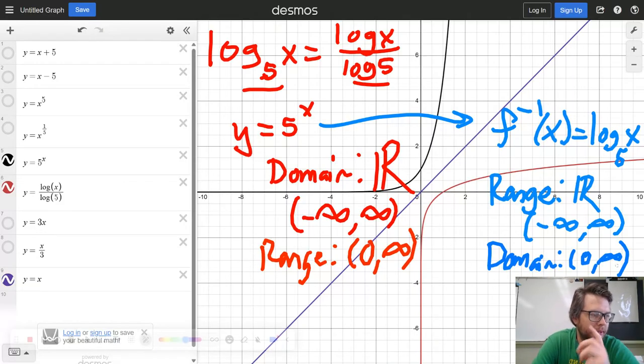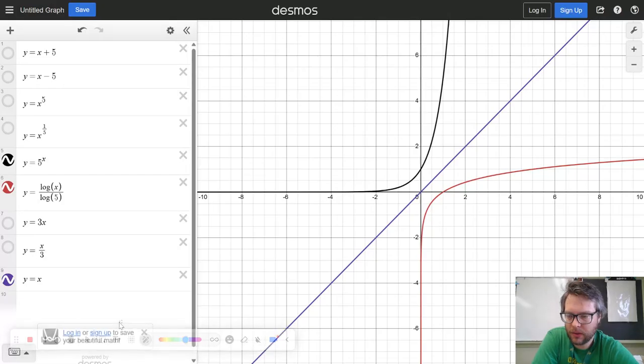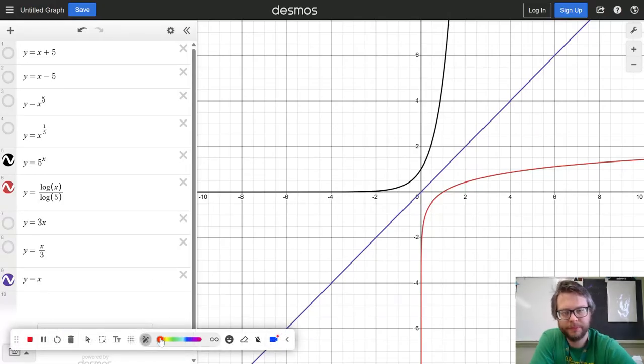Okay? So what I'm going to do next is talk about properties of exponents and the properties of logarithms, and then we'll finish up talking about transformations of both of those. Okay, so here are your exponent properties. These should be somewhat familiar to you.